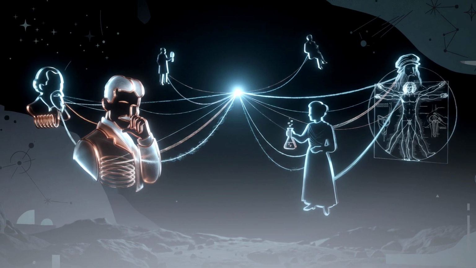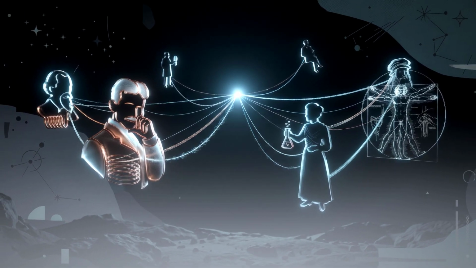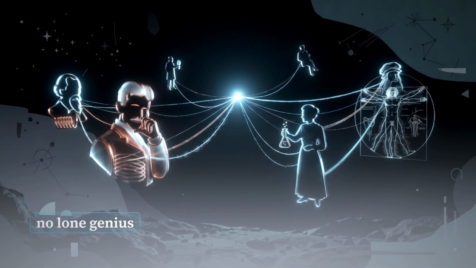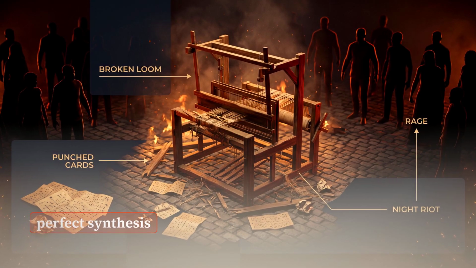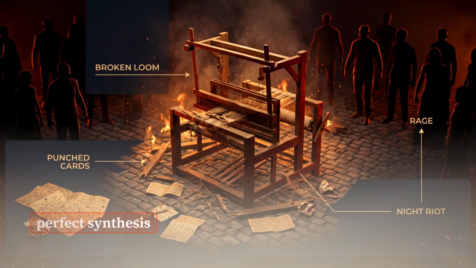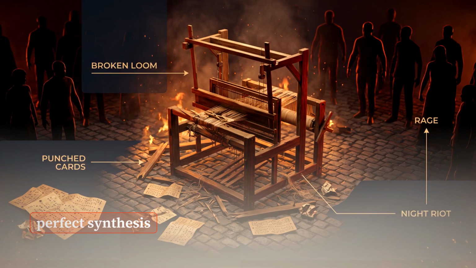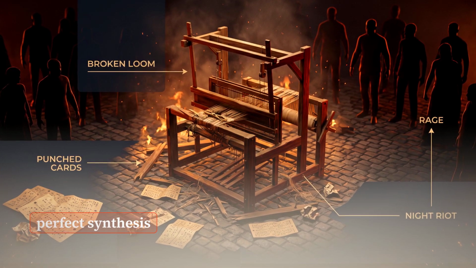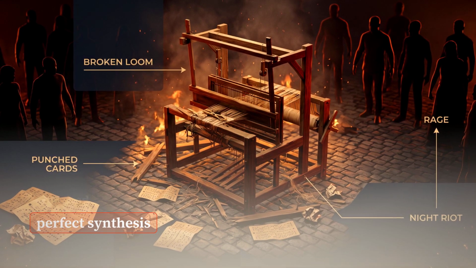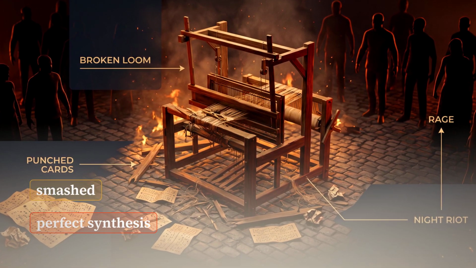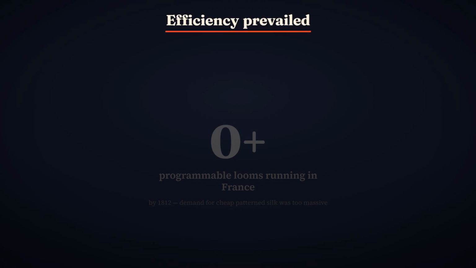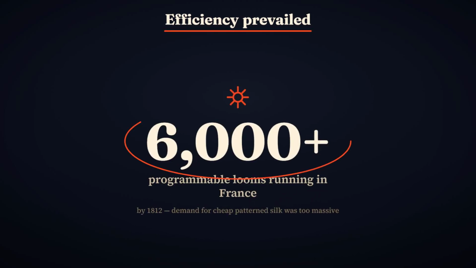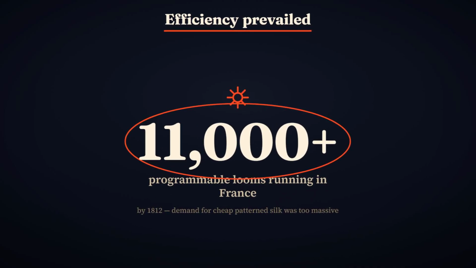I mean, it highlights how technological revolutions rarely stem from just one isolated genius. Right. They require the perfect synthesis of existing ideas, and crucially, the right economic moment. Jacquard faced intense resistance. Two weavers literally smashed his machines in the streets. Wow. Literally smashed them. Yeah. But this time, the economic demand for cheap patterned silk was just too massive. The efficiency prevailed, and by 1812, over 11,000 programmable looms were running in France.